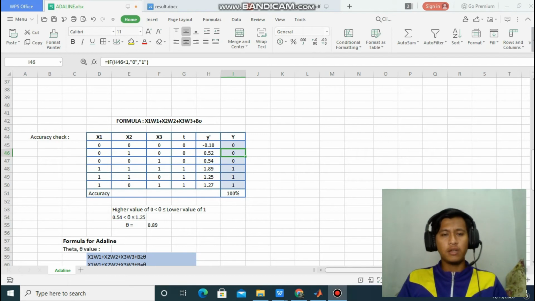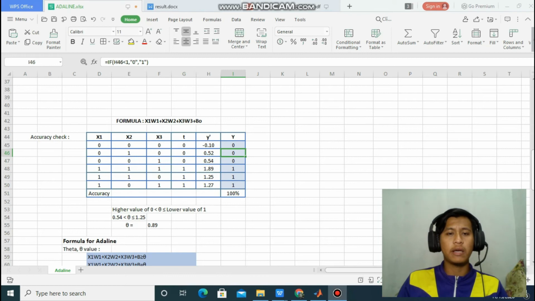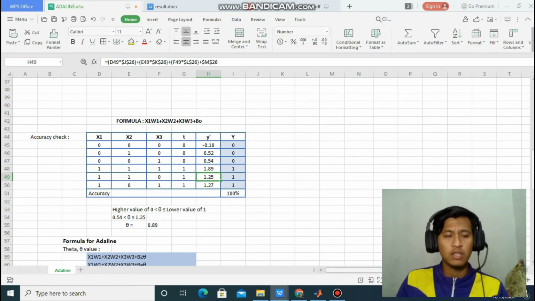For this, if the value of the y prime is lower than 1, it will become 0, and if the value of the y prime is more than 1, it will be considered as 1. So the accuracy for this value is 100%.